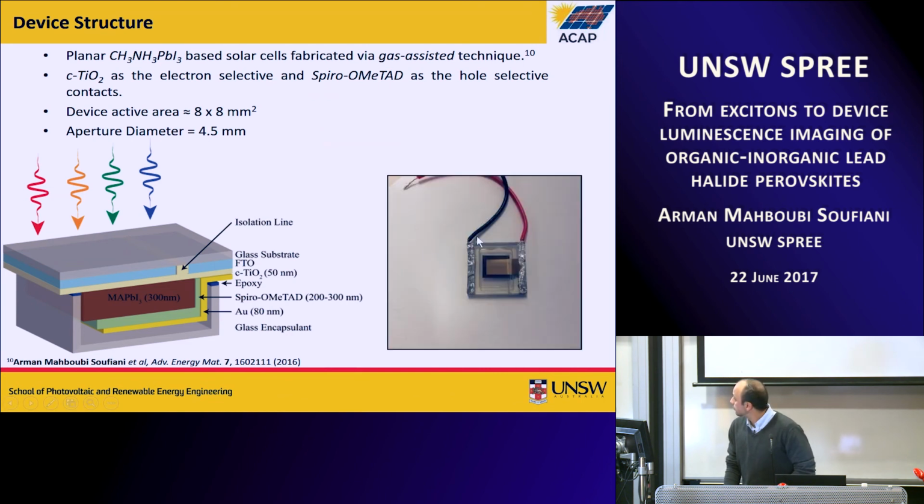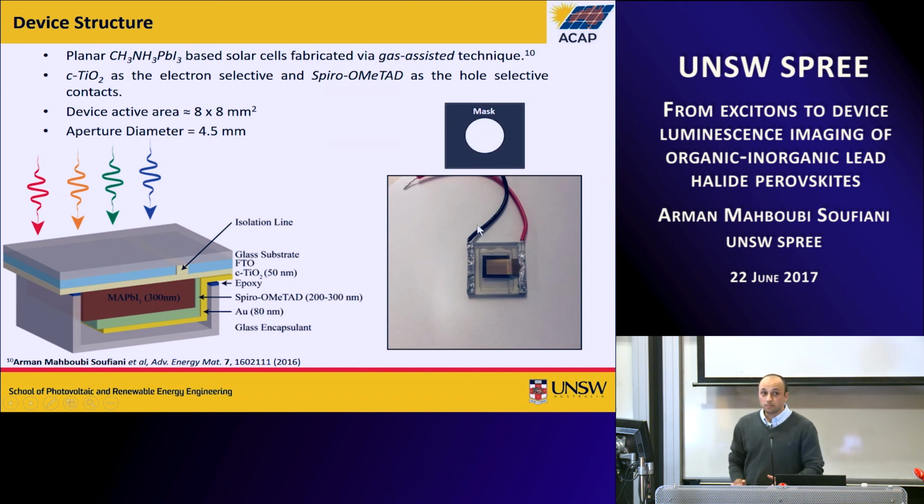This is a photo of a typical device. You're looking at it from this side, where you have gold, and this dark brown is the perovskite layer. For all the IV measurements, I've used a mask. The mask has a diameter of 4.5 millimeters, and you can see here the circular aperture of 4.5 diameter.